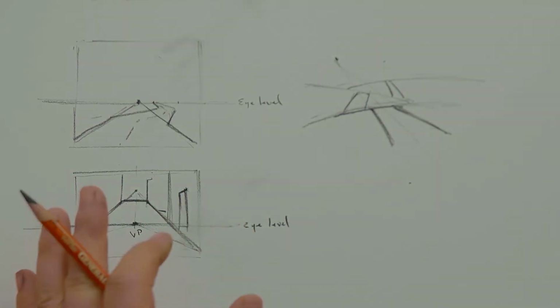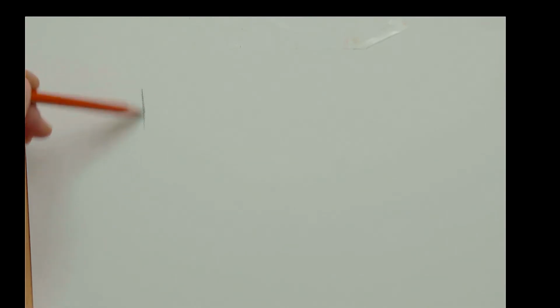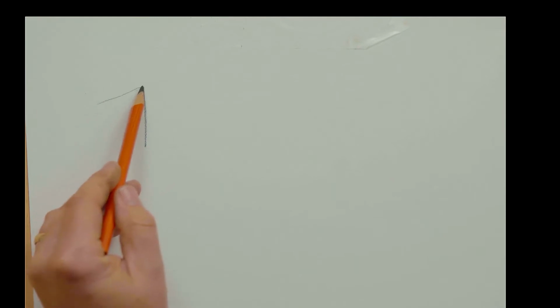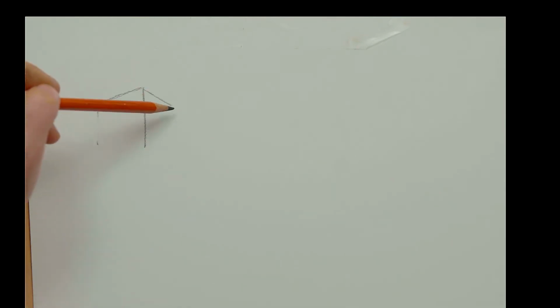Now let's go into two point perspective. Okay, with two point perspective, instead of looking straight down the street, we are looking more at the corner, like the corner of a building. And so what we're going to have instead are two different vanishing points.